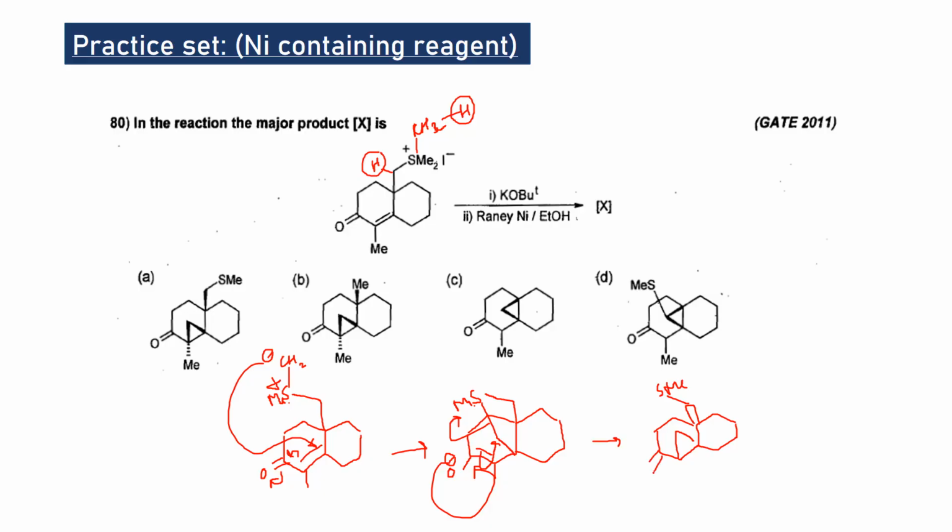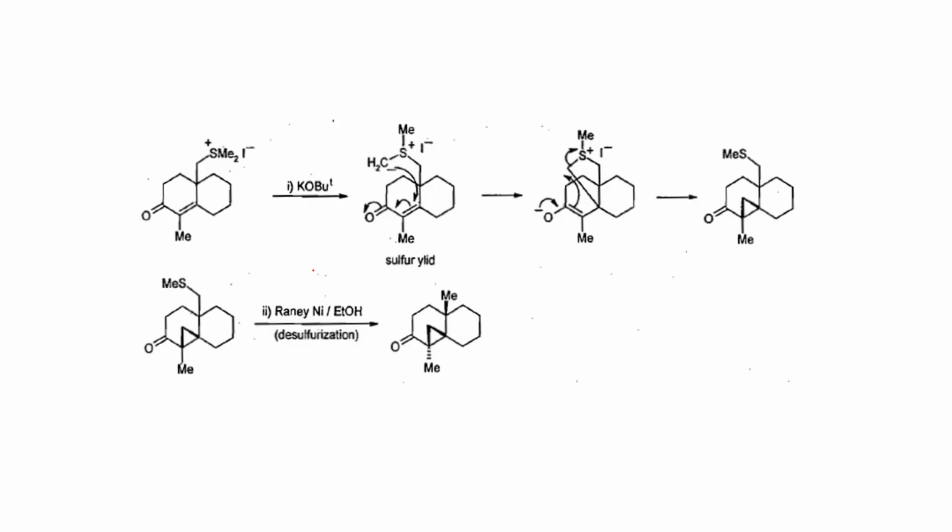Now in this case, the next step they have used Raney nickel. So Raney nickel can be used to cleave carbon-sulfur bonds. In presence of Raney nickel, this carbon-sulfur bond gets cleaved. So the correct option will be option B. This is your answer. I will give 2 seconds, just note it down.